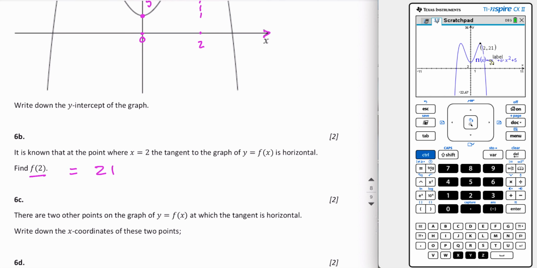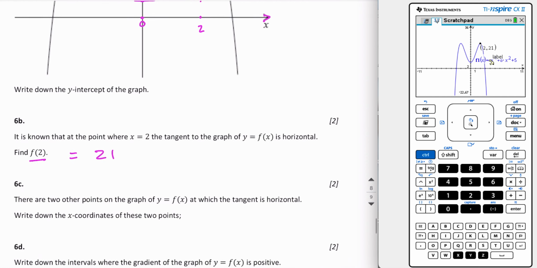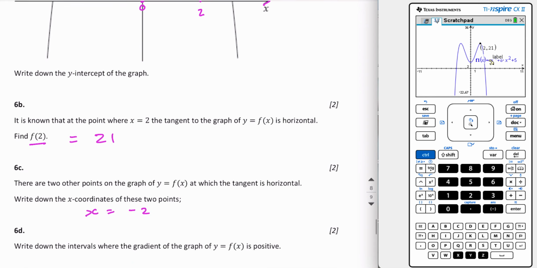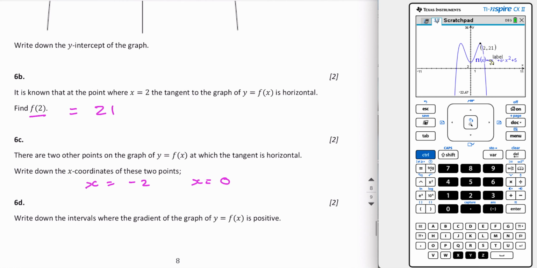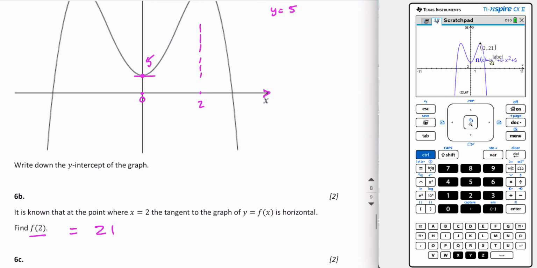There are two other points on the graph at which the tangent is horizontal. Write down the x coordinates of these 2 points. Well, if we know this point, we know this point, and we've also got that value. So by symmetry, we can say x equals negative 2 because it's symmetrical, and x equals 0 from the original question.